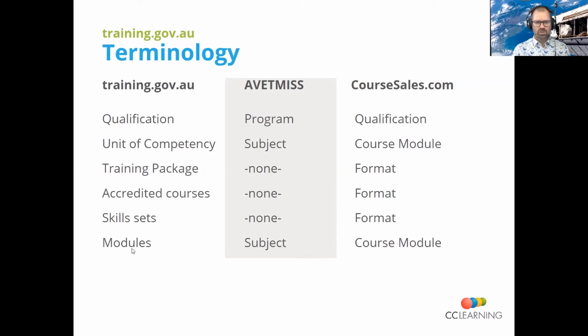Modules within training.gov.au in EVETMIS, they're called the subject. So they're kept in the NAT60 file and the NAT120 file. And then for coursesales.com, this is assembled in the course module. The course module refers to the details about the units of competency. We also use a course module to record the details about a module.